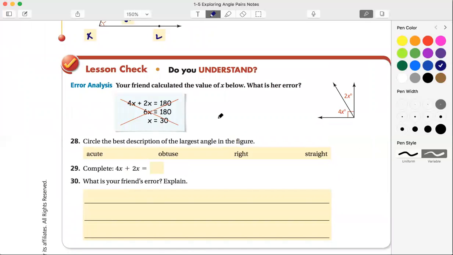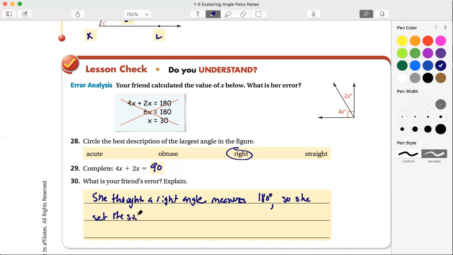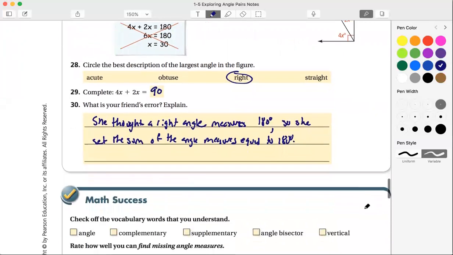So let's suppose that our friend calculated x by doing the following. 4x plus 2x equals 180. They solved it to get x equals 30. Well, what went wrong here? Let's see what happened. The best description of the angle on the right is that this is a right angle. So 4x plus 2x should equal 90 degrees. So what was the error? My friend thought a right angle measures 180 degrees. So she set the sum of the angle measures equal to 180 degrees. All right, and that is the end of section 1.5.